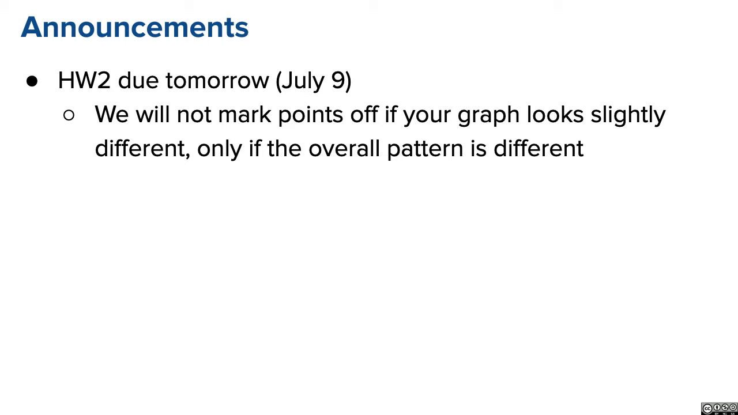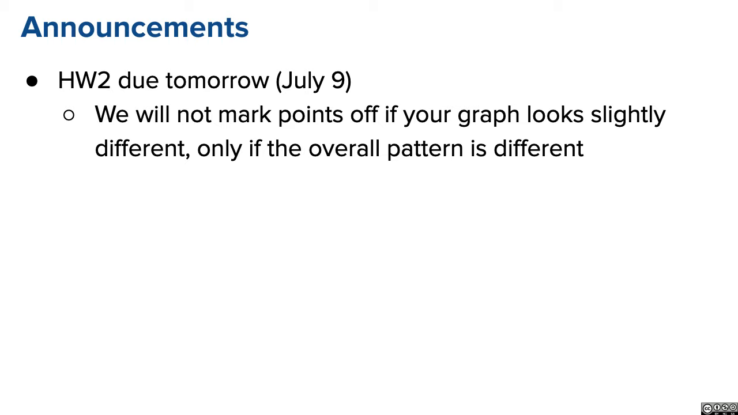A lot of times the aspect ratio of your plot won't be exactly the same, like the width and height of the plot won't be exactly the same. You may have different colors, for example. You may have different X or Y limits. And so we won't mark you off if those little details in your plot do not match our plot exactly. But we will mark you off if there are some clear differences in the data that you're plotting.